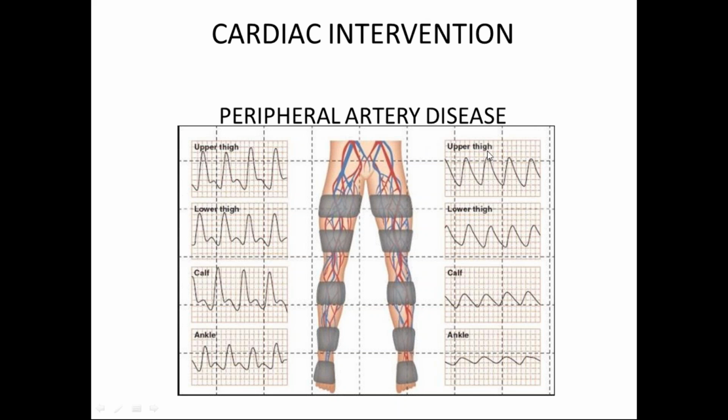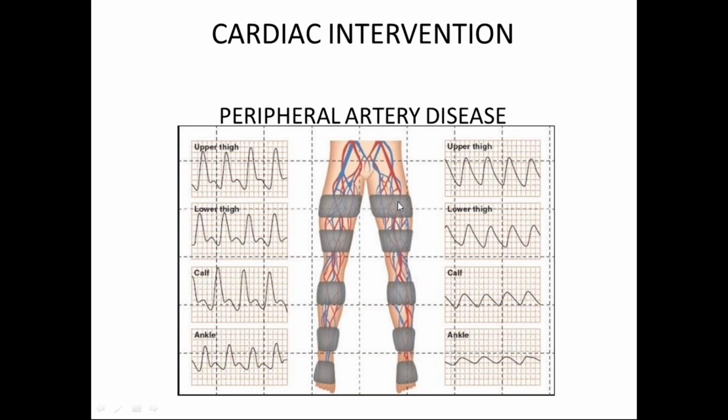And then if you look on the left side, the peak is rounded. There's loss of the dicrotic notch, a reduction in the peak, and a reduction in the amplitude. The upstroke is not very steep, and the downstroke is not very steep as well. So if you look at this, the abnormality starts to occur in the upper thigh. Again, the right side is completely normal.